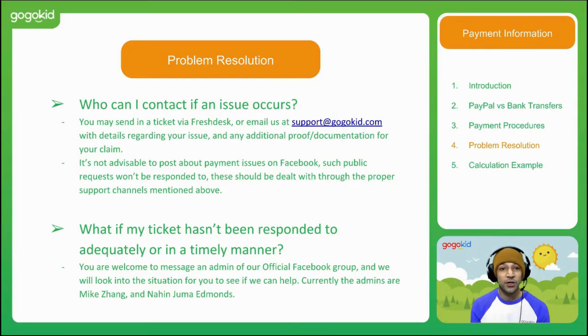So now we're going to talk a little bit about what to do in case an issue occurs. First of all, who should you contact if an issue occurs? Well, if you have a payment-related issue that needs to be resolved, the first point of contact should always be made through our support system. You may submit a support ticket through Freshdesk or email us at support@gogokid.com with any details of your issue and any proof or documentation for your claim. Please remember to be patient, as it may take a little while for the team to process all of the tickets that are currently in queue.